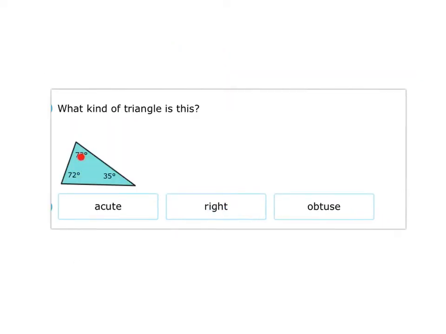And now here they've got measurements again. All three of these measurements are less than 90, and any angle less than 90 is an acute angle, and that makes it an acute triangle.